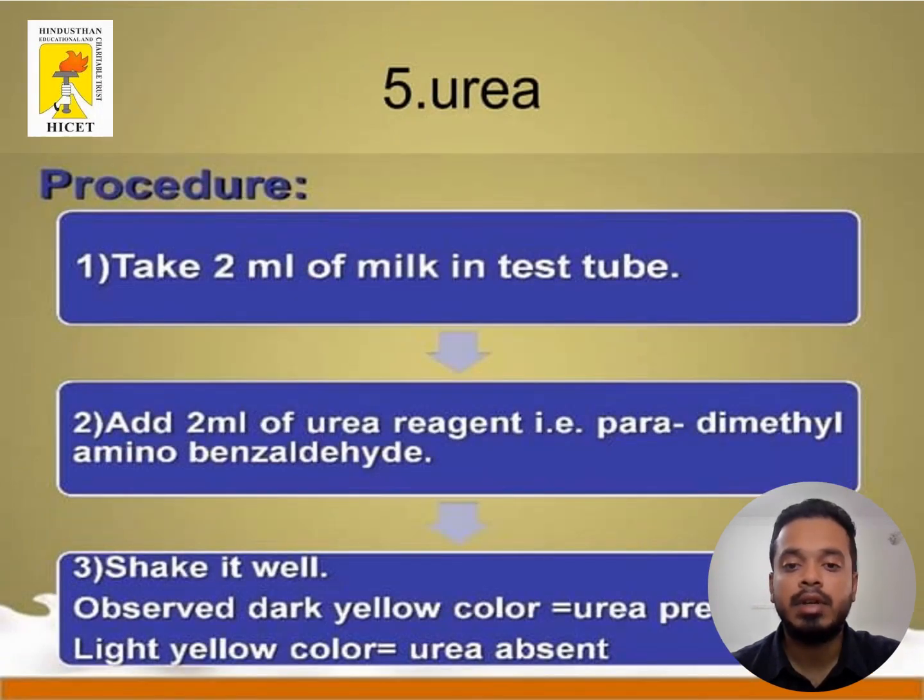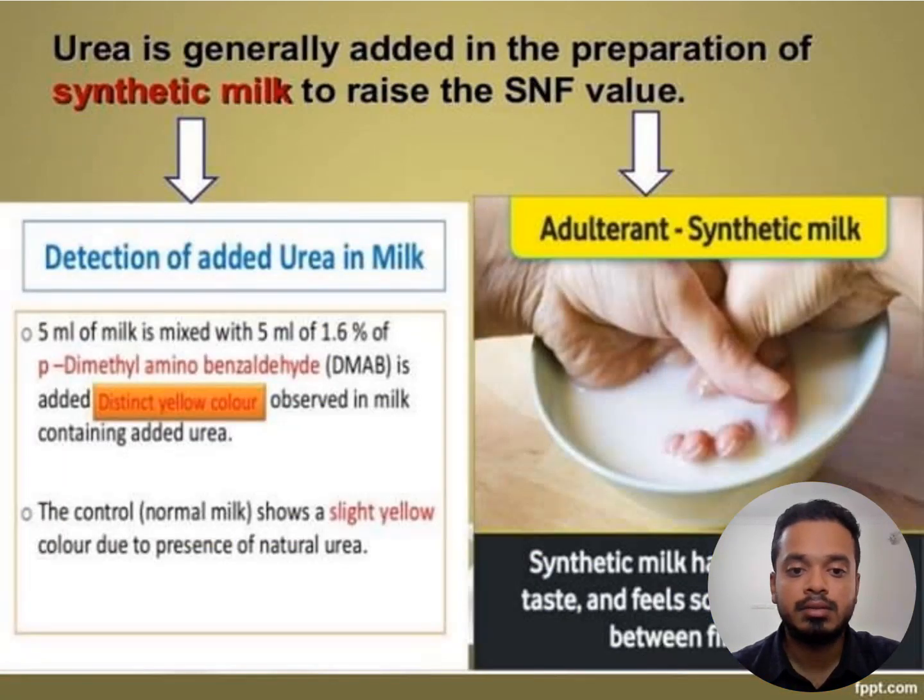Then fifth one is urea adulteration. So take 2 ml of milk in a test tube, add 2 ml of urea reagent, that is para dimethyl amino benzaldehyde. Then shake it well. Dark yellow color equals urea present. Light yellow color, urea absent.